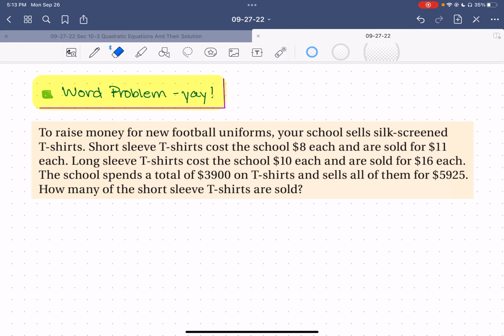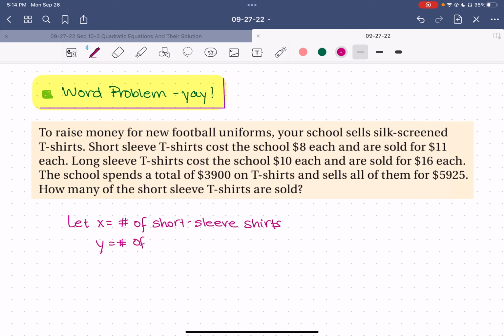So let's figure this out. We have short sleeve and long sleeve shirts. So let's let X equal the number of short sleeve shirts and Y equal the number of long sleeve shirts. And I should have said this at the beginning, but I encourage you to pause the video and see what you can figure out about this problem before just watching me do it.